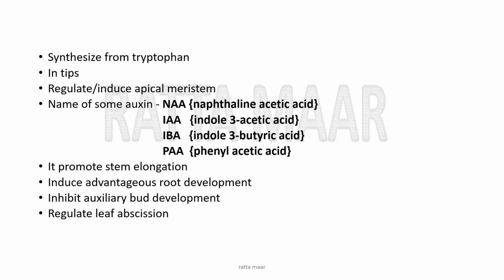The functions of auxins are: it promotes stem elongation, induces adventitious root development, inhibits axillary bud development, and it stimulates strigolactone synthesis, which further inhibits the lateral bud growth. And it regulates leaf abscission.